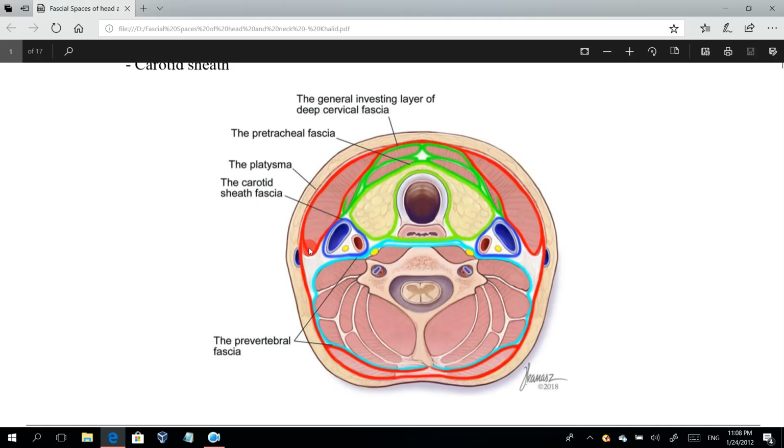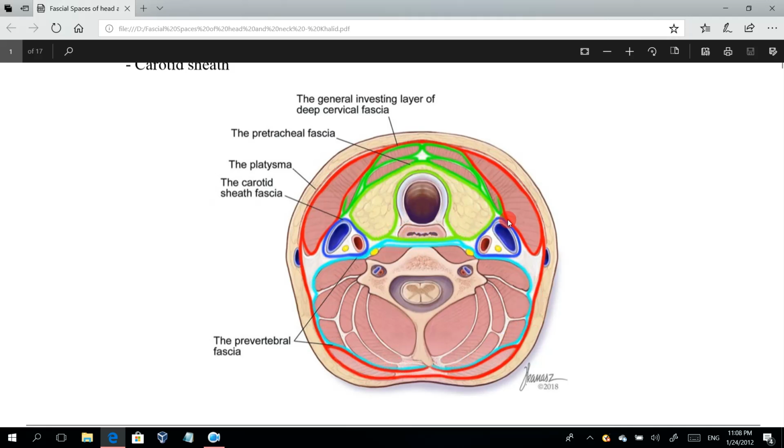This red line is the investing first layer or anterior layer of the deep cervical fascia. The second part of the deep cervical fascia here, this green boundary, is the pretracheal fascia. And this fascia is the prevertebral fascia.